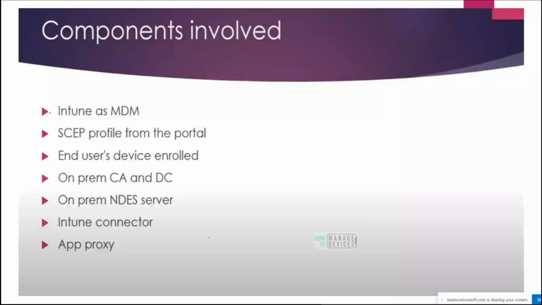So over here, we will see that there is the Intune service, which is working as the MDM. There is a SCEP profile, just like we made a PKCS profile in the previous case. There is a SCEP profile that we make over here. There is an end user's device, which is going to get the certificate. There is an on-premise CA and the DC. All these 4 components were there in the previous case as well. However, in case of SCEP, there is an additional component that we introduced that is called the NDES server.